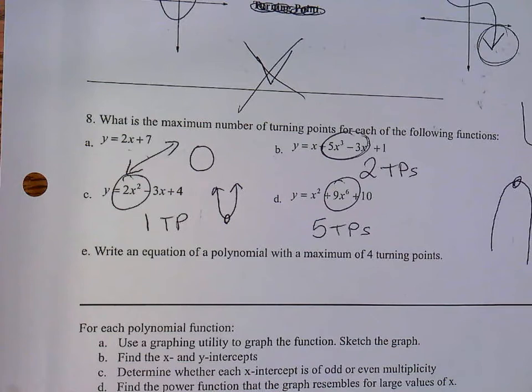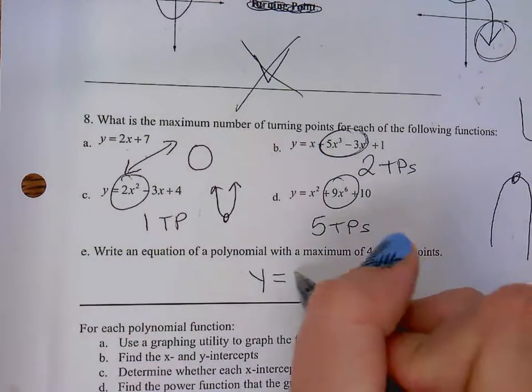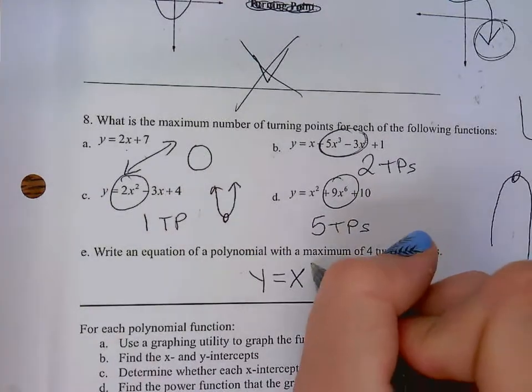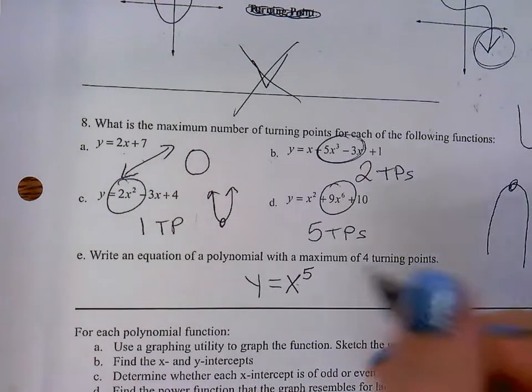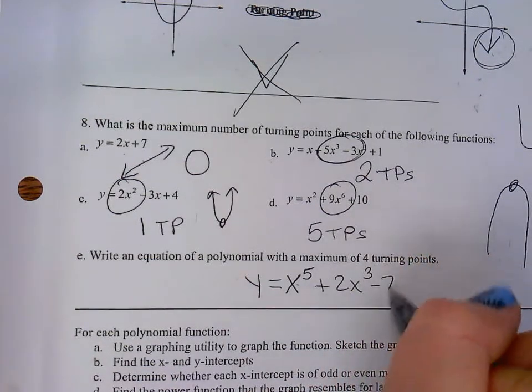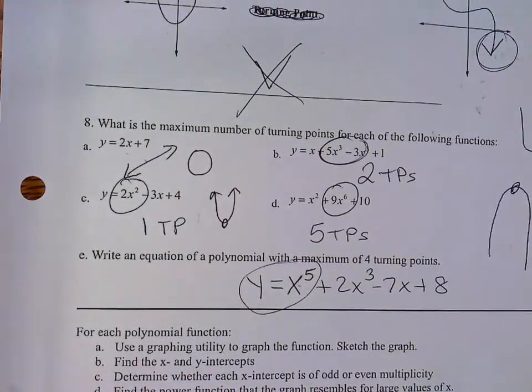What if you had to write an equation that has a maximum of 4 turning points? What degree function are you going to write? 4 turning points has to have a degree of what? X to the 5th, right? 1 higher than the number of turning points you want. Then if you want to put something after it, like plus 2x cubed minus 7x plus 8, right? As long as you've got the starting part of y equals x to the 5th, you know that it would have 4 turning points, or a maximum of 4 turning points.